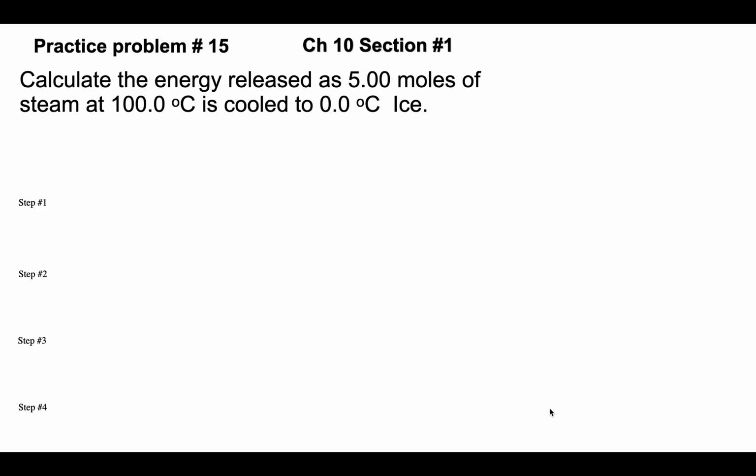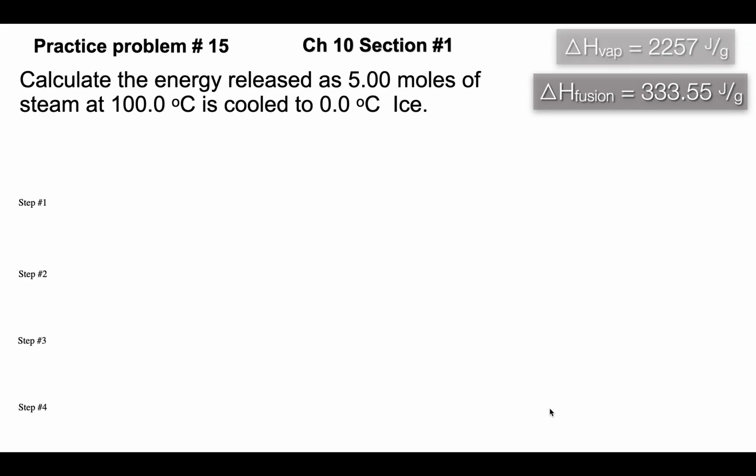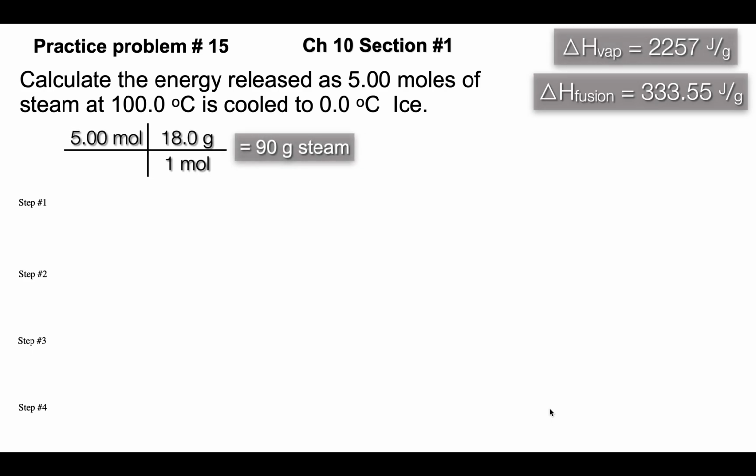So step 1, we're turning steam into water. First, we're going to take the 5 moles and just convert that to 90 grams of steam using the periodic table, where it's 18 grams per mole for water. That way we can just plug it in. We don't have to keep doing it over and over again. So immediately we just converted moles to grams.